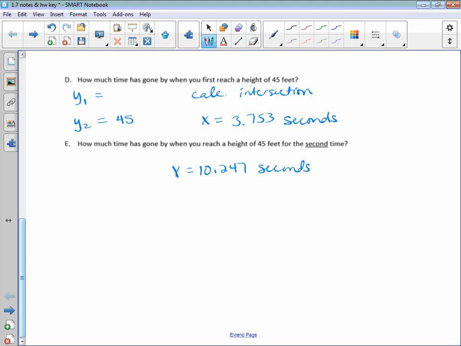How are we doing on these? Is anybody struggling with the intersection part? Like, do you guys remember how to do that?